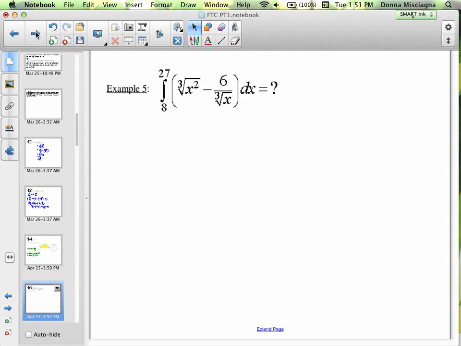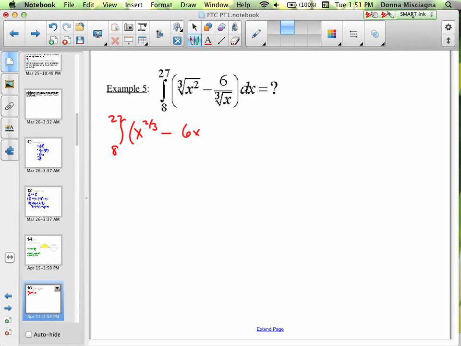All right, so here's our next one. First of all, let's rewrite that. We have a radical in the denominator, which would be a negative exponent. We don't want something in the denominator, so we want to rewrite that as a negative exponent. And we also don't want radicals, we want exponents. So let's rewrite that as the integral from 8 to 27, and this would be x to the 2/3, I'll put that in parentheses, minus 6x to the -1/3, and that's dx.